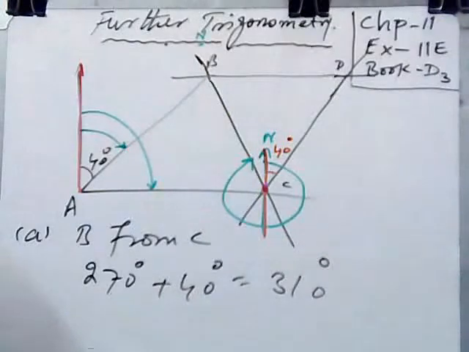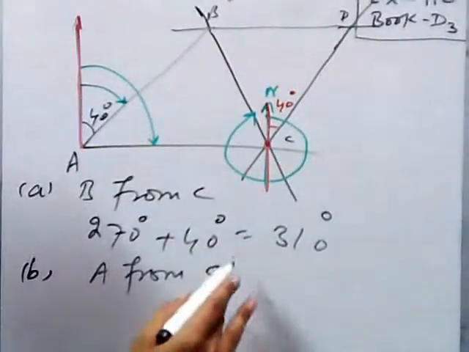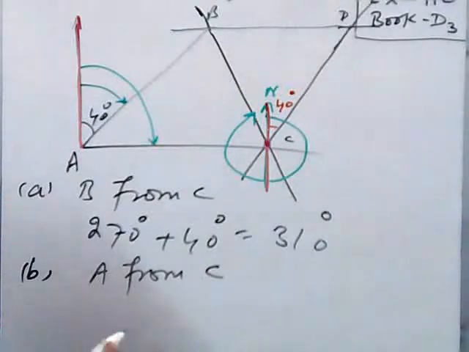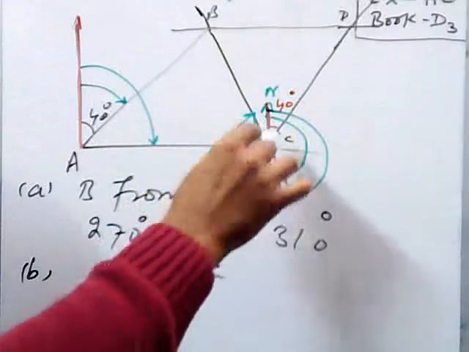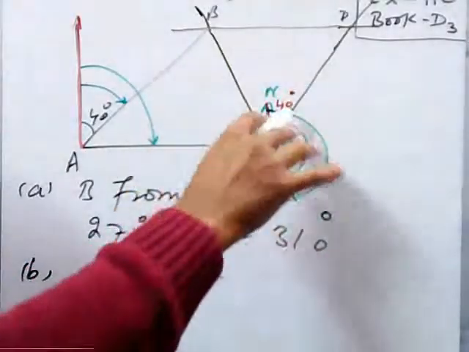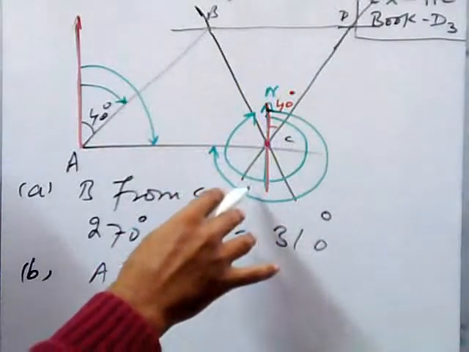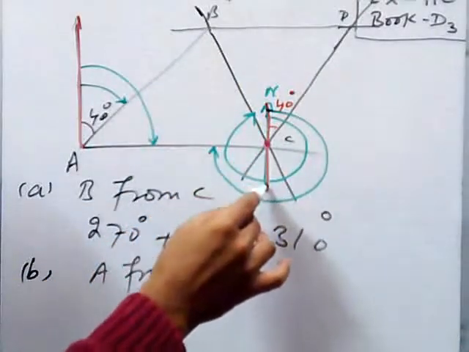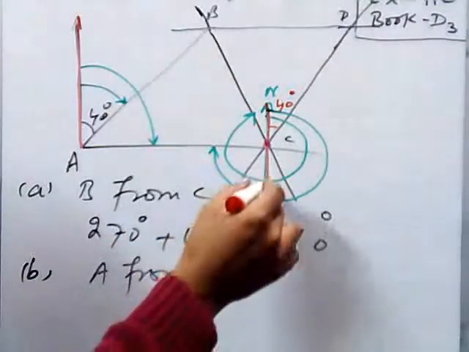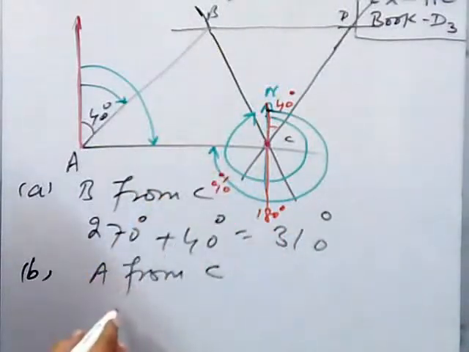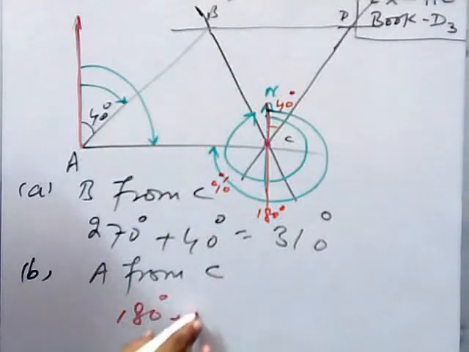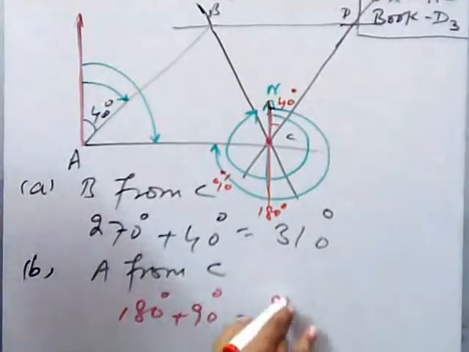Now next is A from C. In part B, A from C. Start bearing as A from C. It means C is the reference point up to A. So that is equal to 180 plus 90. Up to this you have 180 degrees, and again 90 degrees, so you will get 180 plus 90, which is 270 degrees.